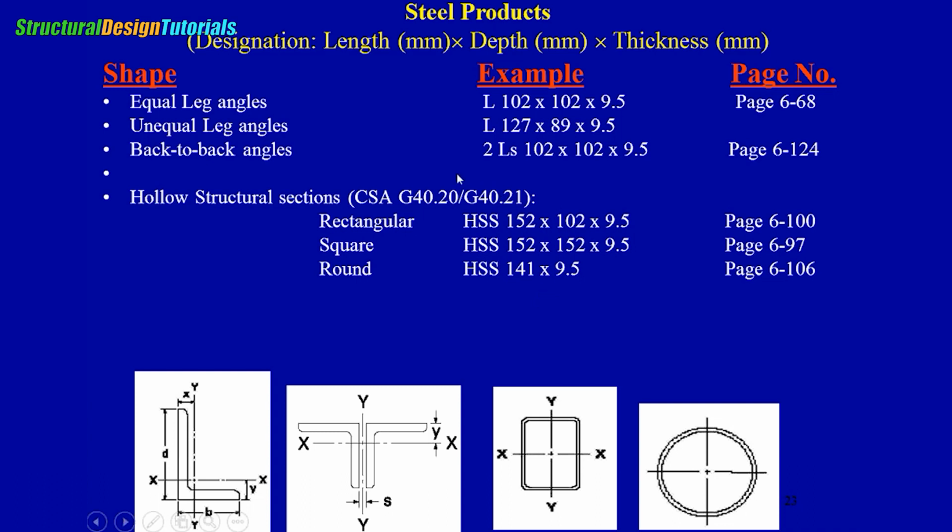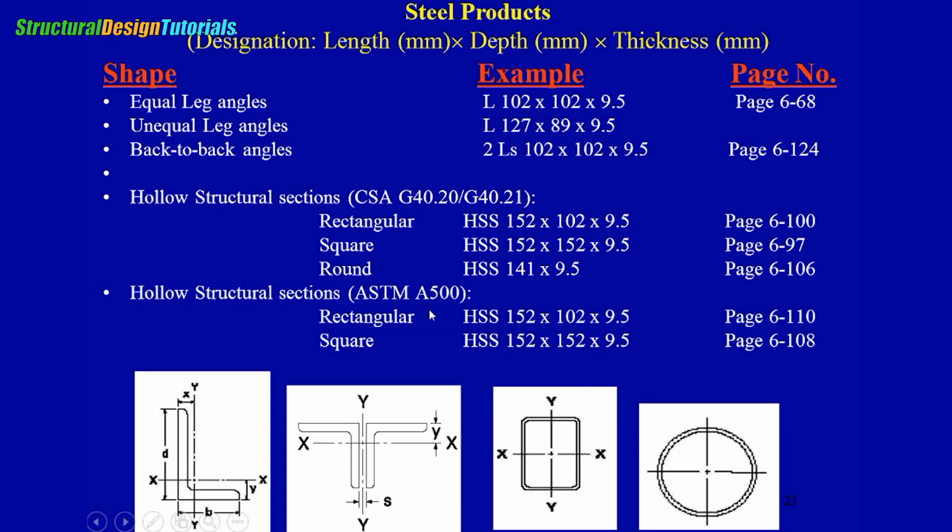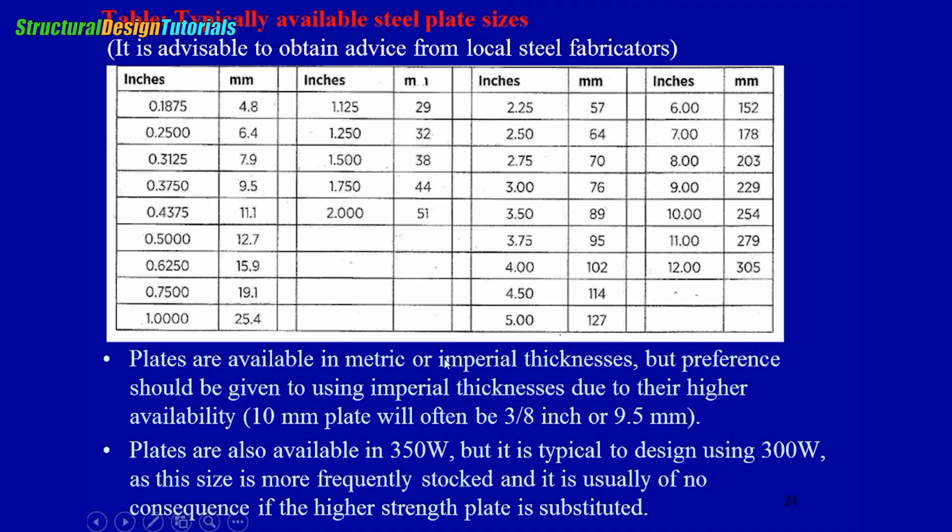This product is produced in Canada, so they call it grade 40.20 or 40.21. But if it is produced in US, they call it ASTM A500. So we have tables for each, based on what is given to you in the exam. So you can just familiarize yourself with that. Okay. Regarding available thicknesses of steel plates, they are available in the market in inches, like 1/8, 3/4, 3/8, 5/16, and so on. We multiply by 25.4 to have it in millimeters, and we use these numbers in our calculations when we design in a project.